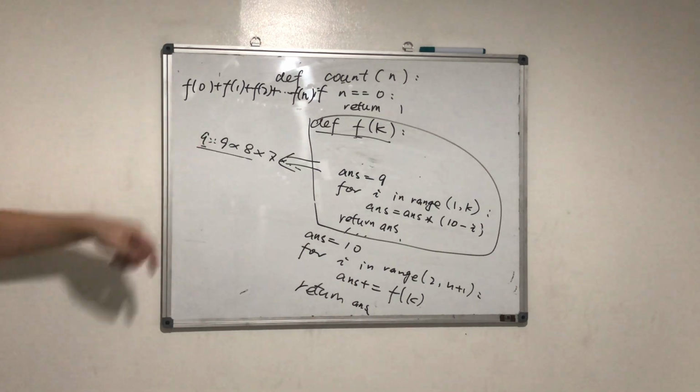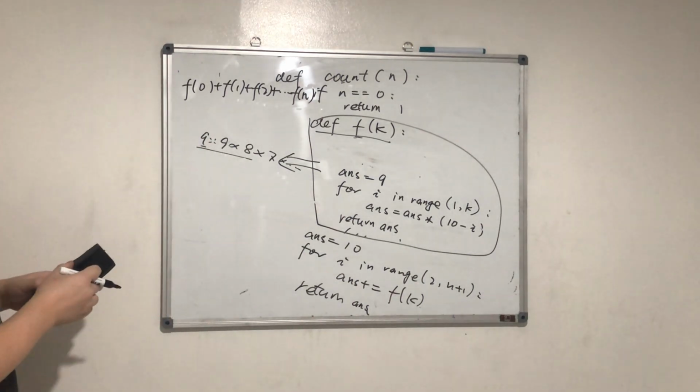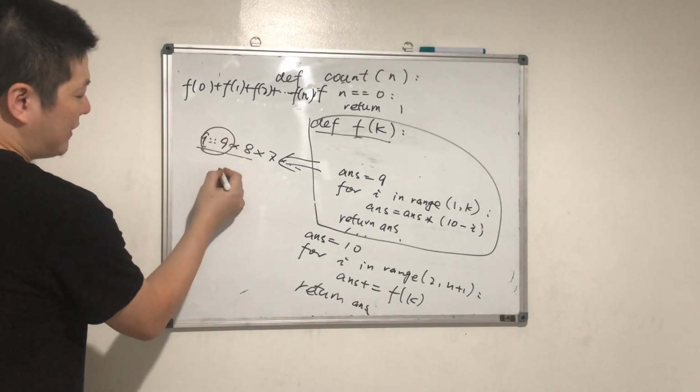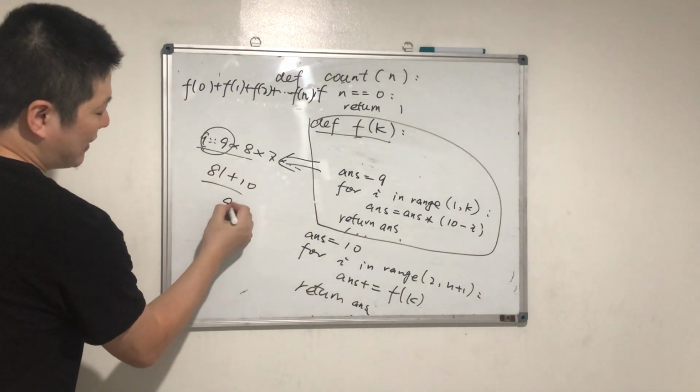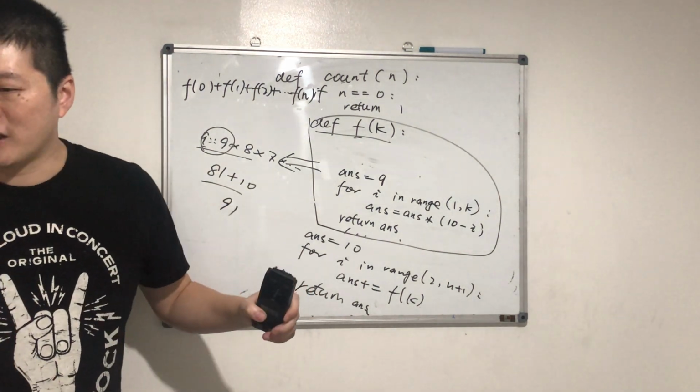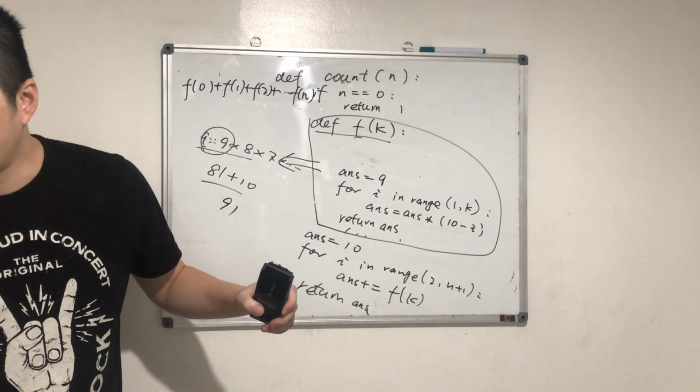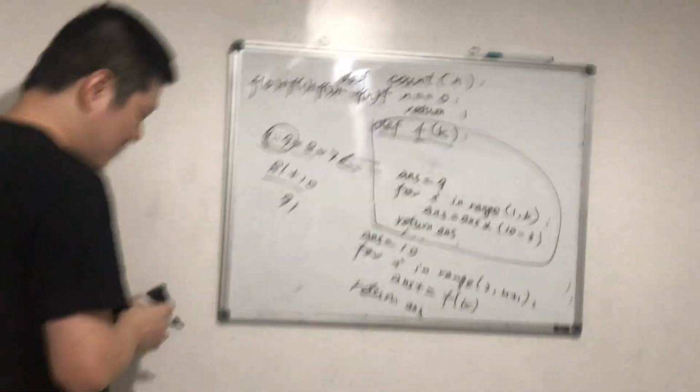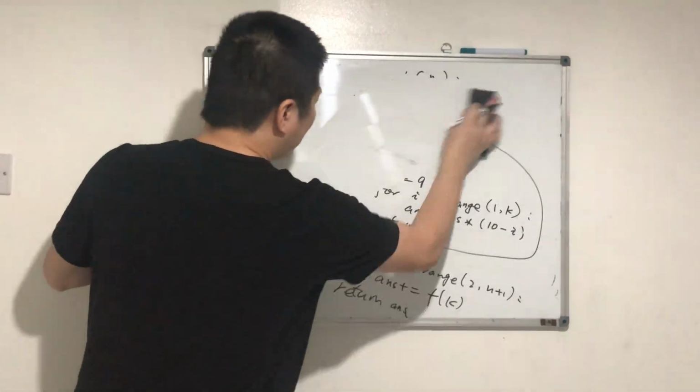Okay. 9 times 9 times 8. So this is 81 plus 10 is 91, yeah? It's the same as 100 subtract 9, right? Okay, so now we can do this.